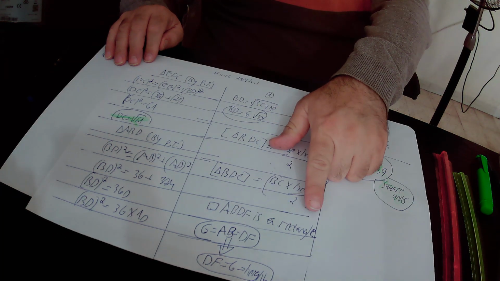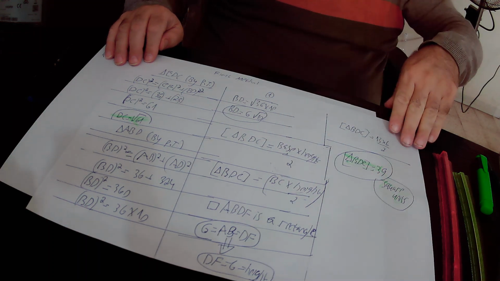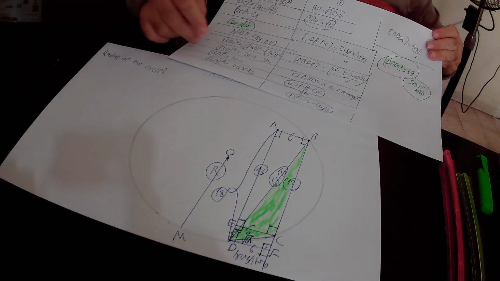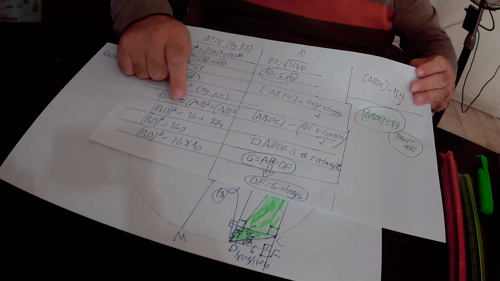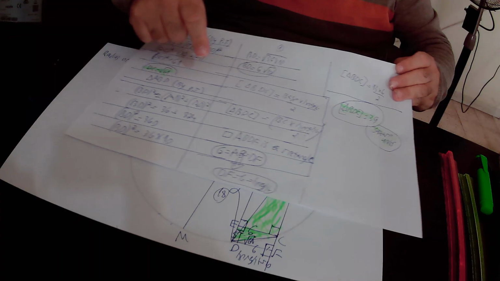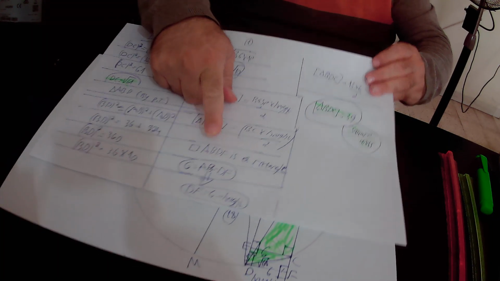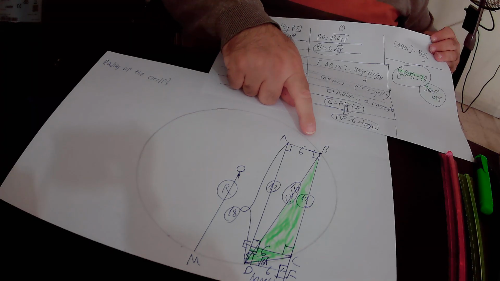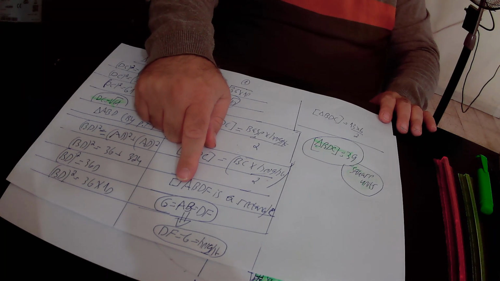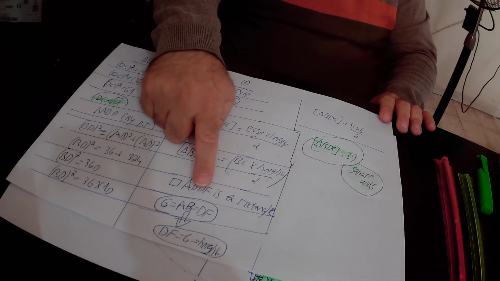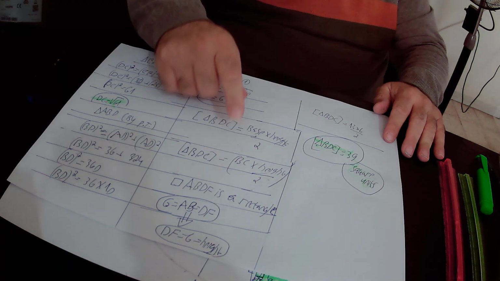Quadrilateral ABDF is a rectangle because it has 4 right angles, and we know that the opposite sides of a rectangle are equal to each other. That is to say, side AB equals side DF. It is given that AB equals 6, so from this equation, 6 equals AB equals DF, we derive that DF also equals 6 units.